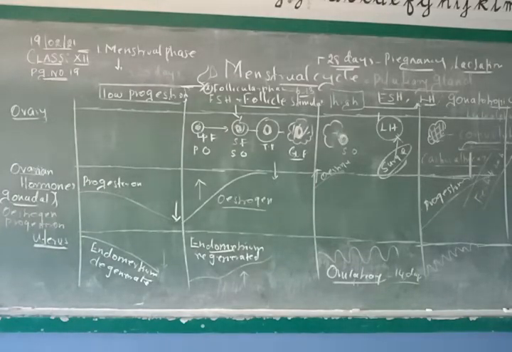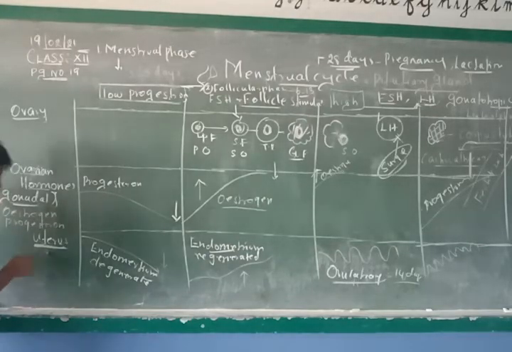Once again, we'll just recollect it. During the menstrual cycle, the changes take place in three areas: one is in the uterine wall called endometrium, second is the ovary, third is the ovarian hormones. When does the menstrual phase take place? 3 to 5 days. During the menstrual phase, what is happening in the uterus?